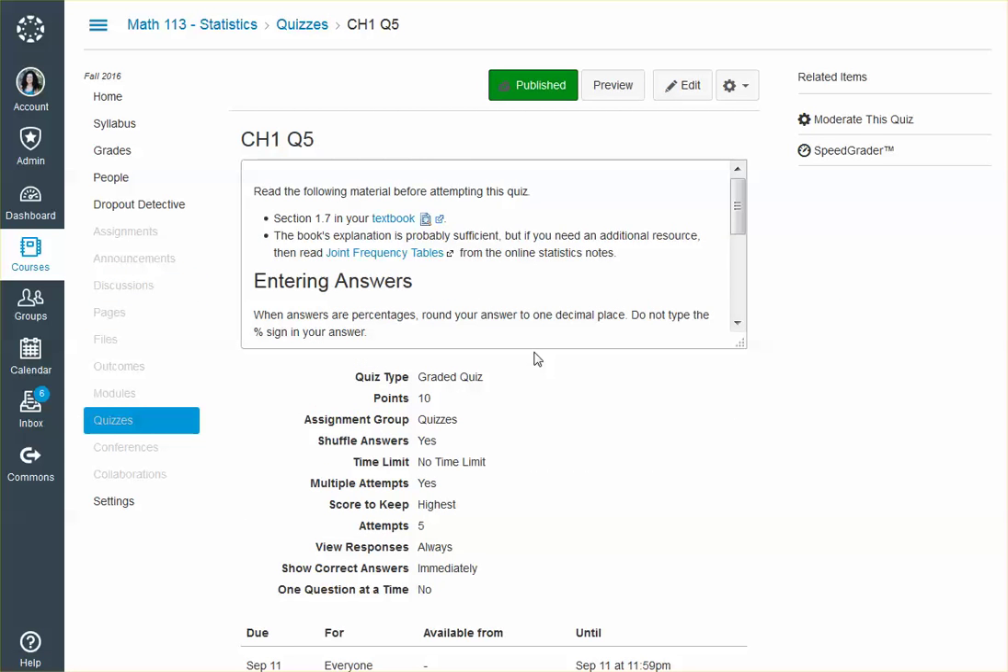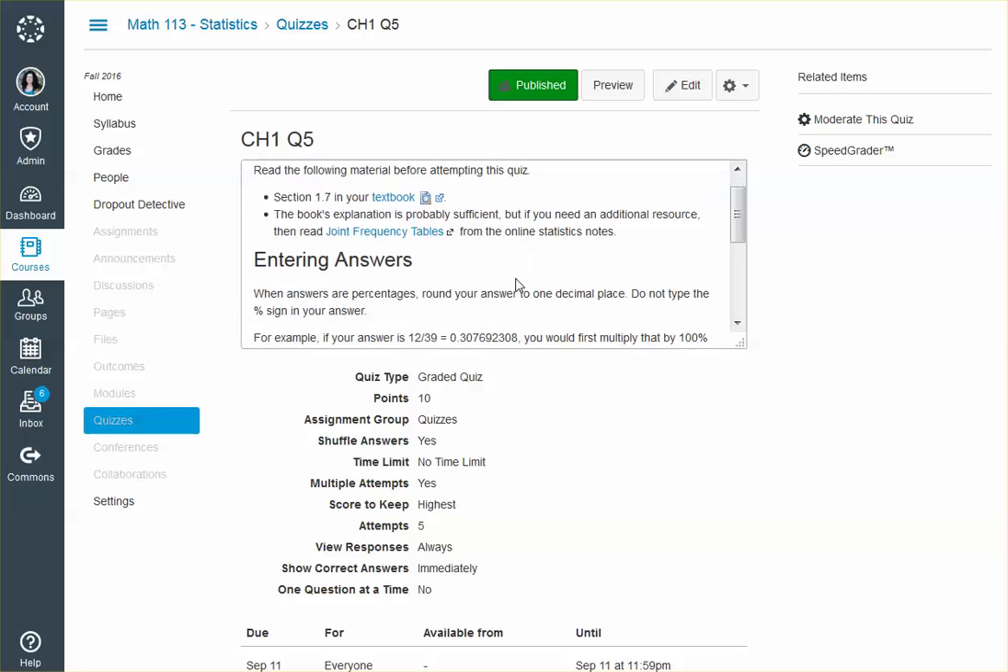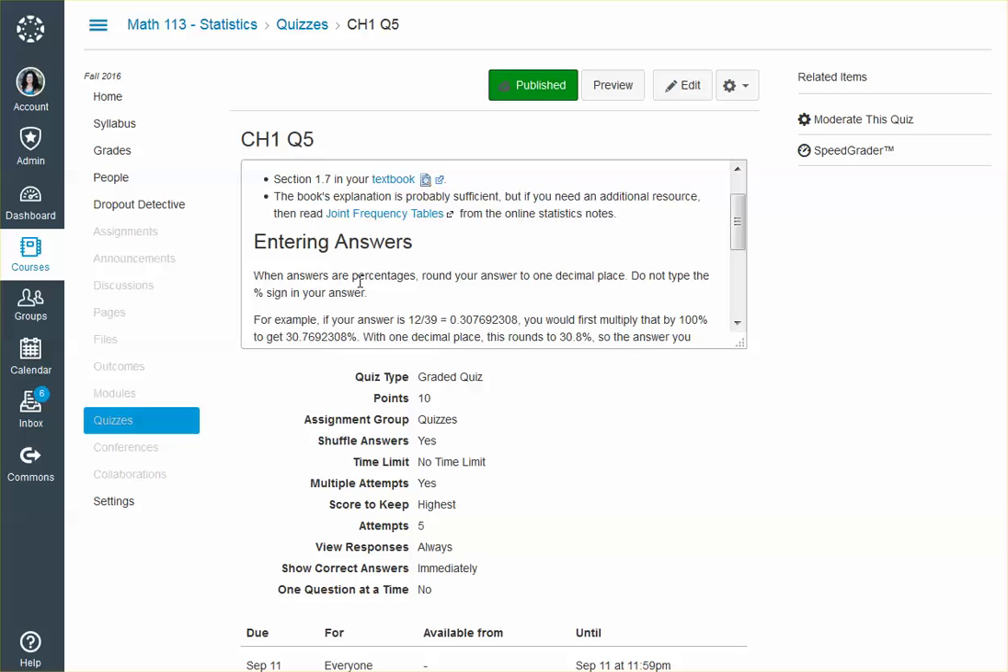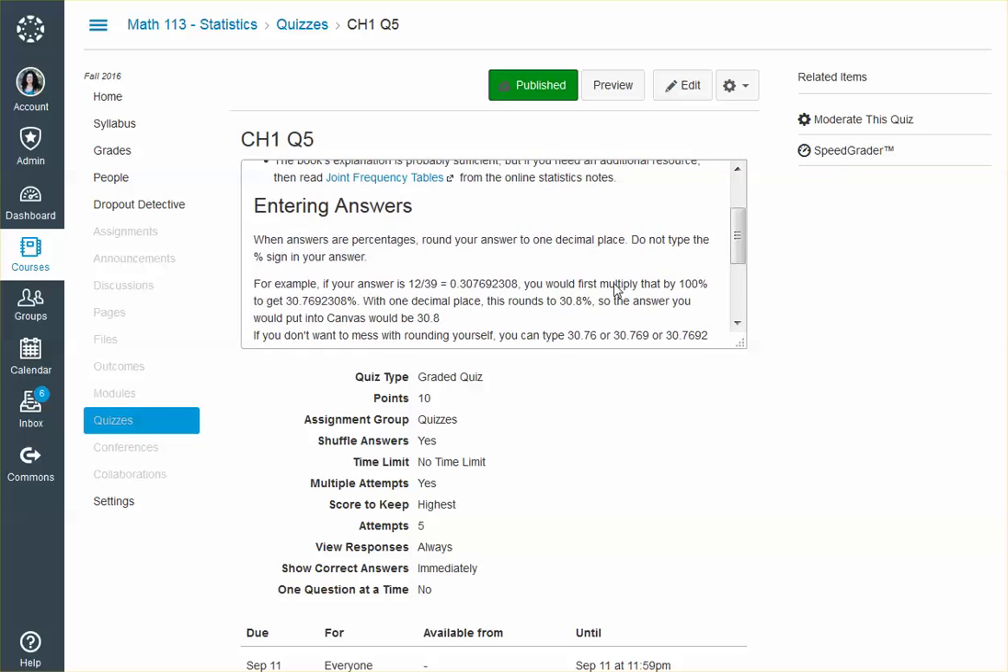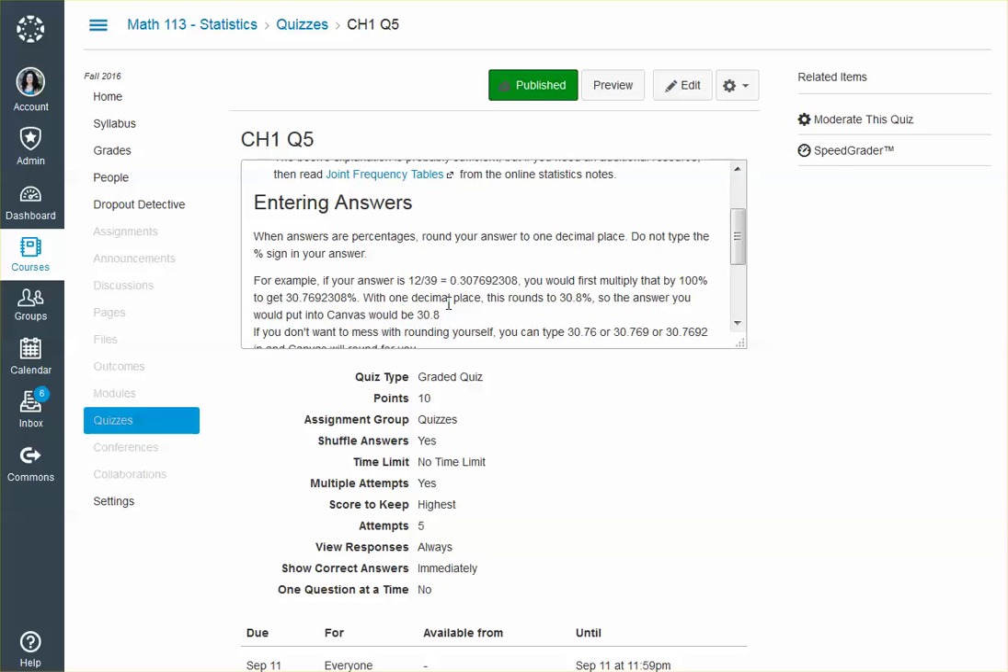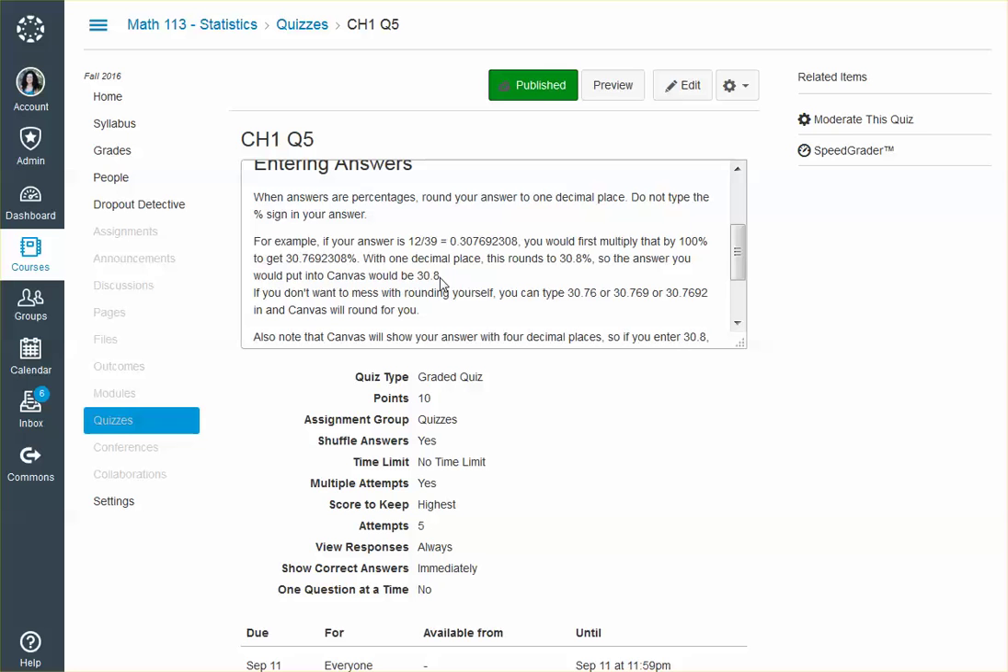So for that one, it's 1.7 in your textbook. Joint frequency tables right there as well. Here it says when answering your percentages, round your answer to 1 decimal place. Here it gives some examples. If you feel better, you can round it to 2. So instead of 30.8, you could do 30.769 if that would make you feel better, or 30.77. And you can do that as well.